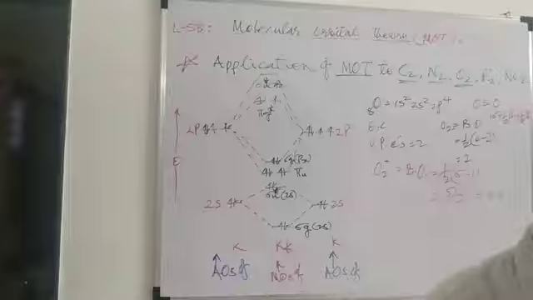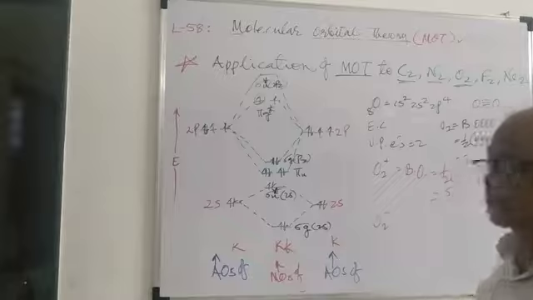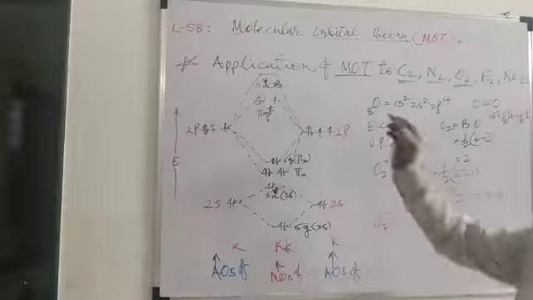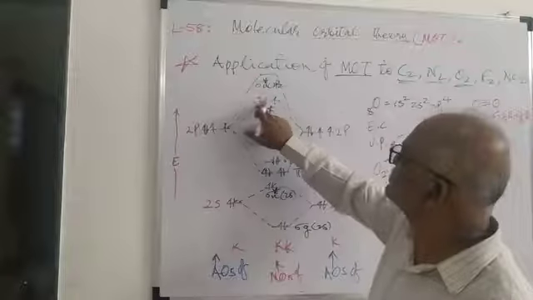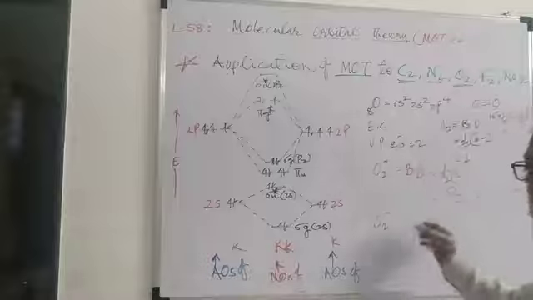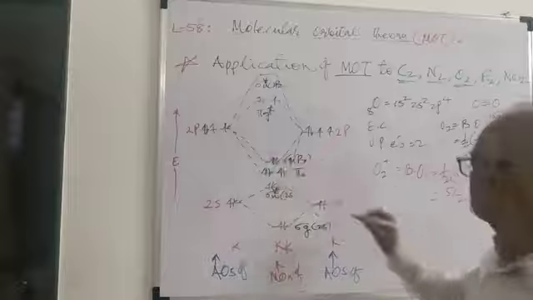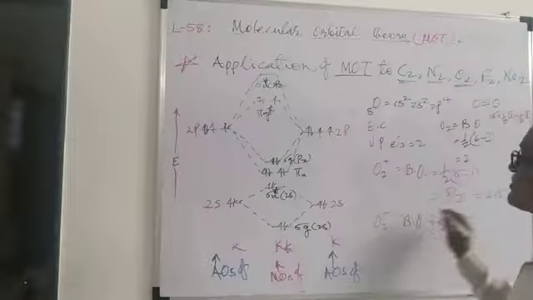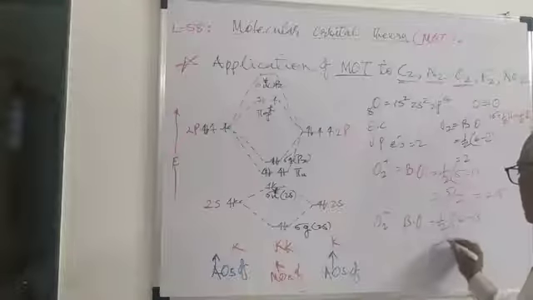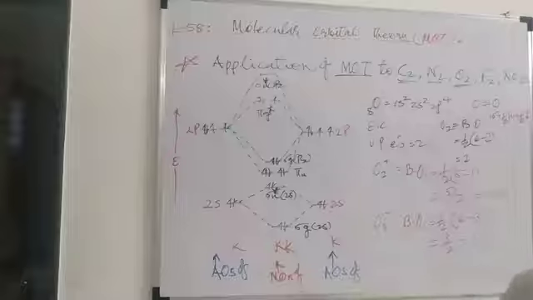Again, if you consider the superoxide ion, that is O2 minus, that is superoxide. In this superoxide, 1 electron is more compared to this. So we can calculate this bond order in this way. 6 electrons minus 3 electrons. So this gives us 3 upon 2, means 1.5. The bond order is 1.5.